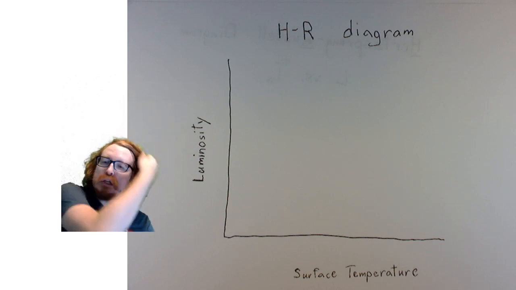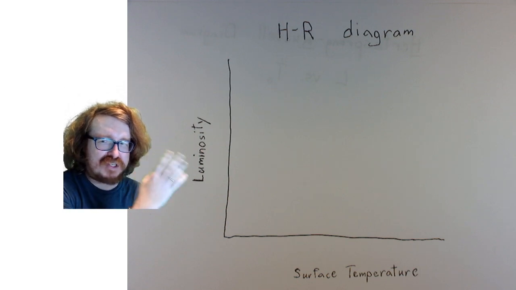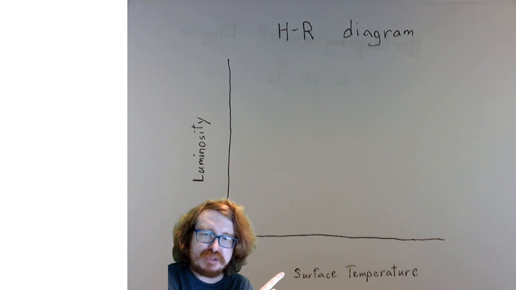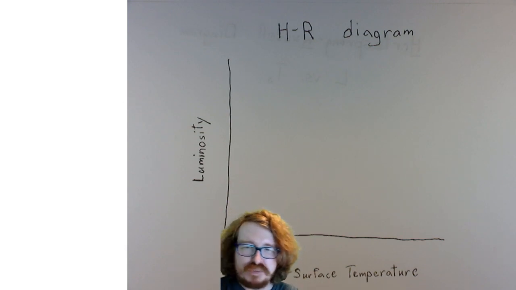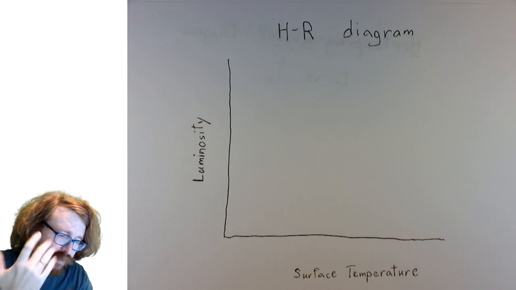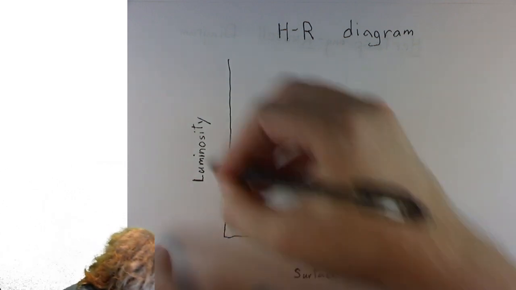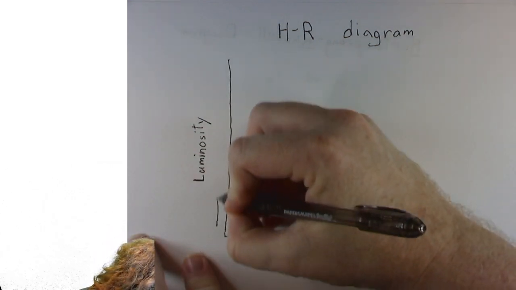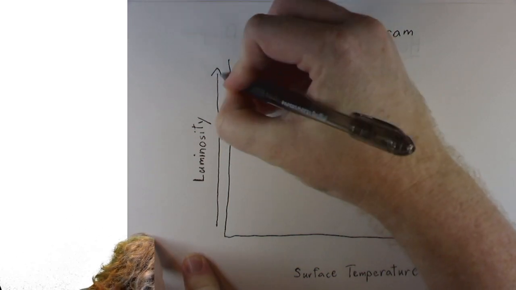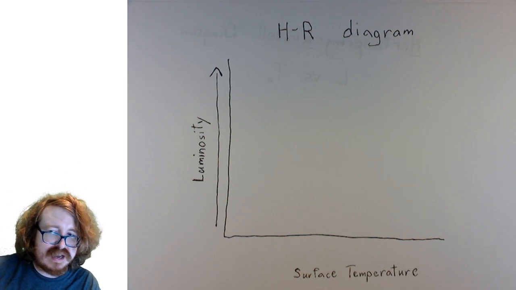Remember, luminosity is the total amount of light that a star makes per second, technically for any object. And surface temperature is the temperature of the surface. That one's pretty easy to understand. And this graph has a little bit of a wrinkle to it. First of all, the luminosity does increase as you go towards the top of the graph. So the top of the graph has a very high luminosity.